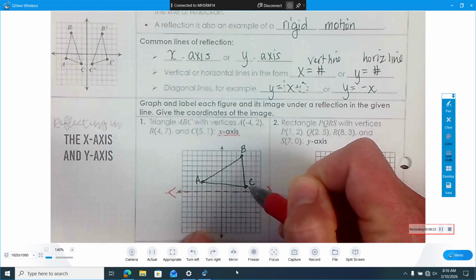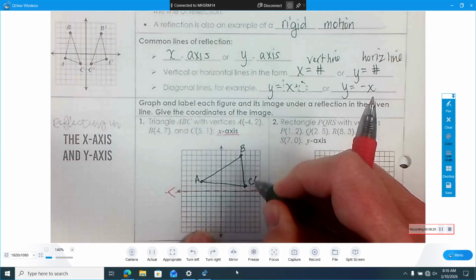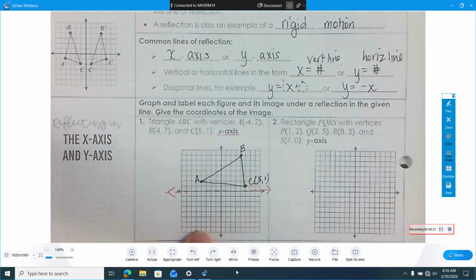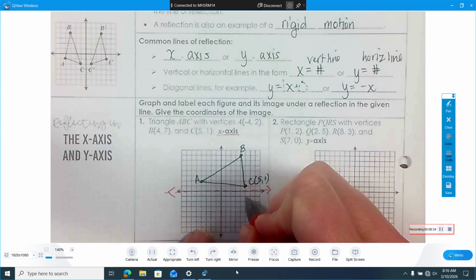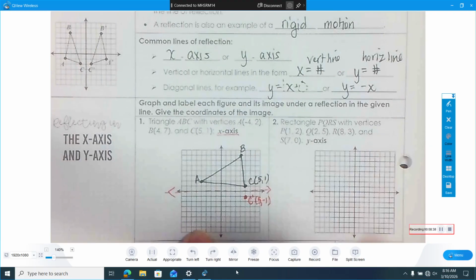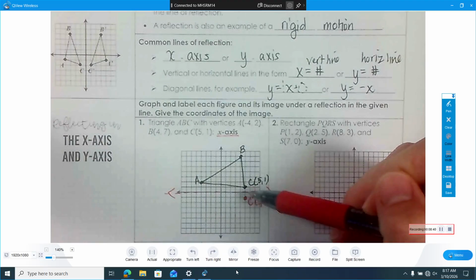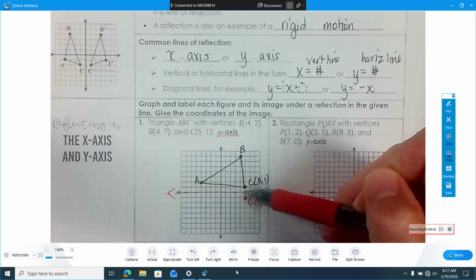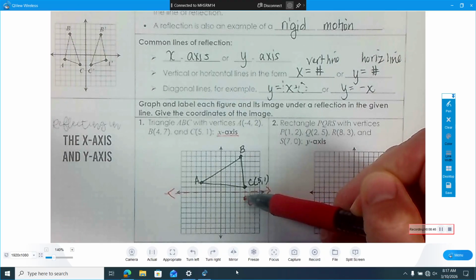What do you think this point here, which was 5, 1, what do you think its new image is at? 5, negative 1. So easy, yeah? So here, this becomes C prime at 5, negative 1. So again, the distance is maintained. We went one block to the line of reflection and 1 block away. It's pretty much how that works.